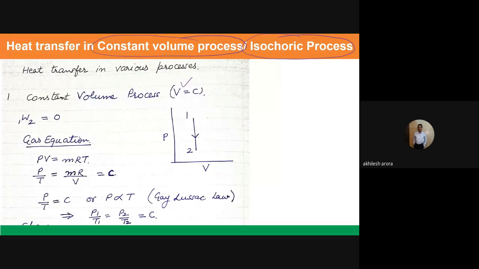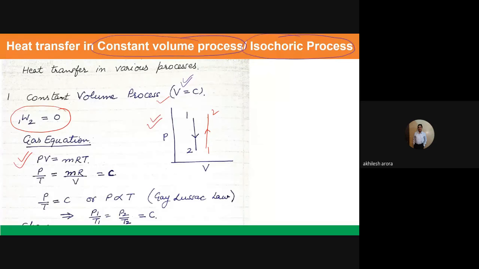For a constant volume process, dV will be 0. When volume is constant, we know the PdV work is 0 in a constant volume process. And this is the PV diagram for that particular case. You can also draw this process from 1 to 2, vertically going upwards or vertically going downwards. Anything is possible. And what is the gas equation?